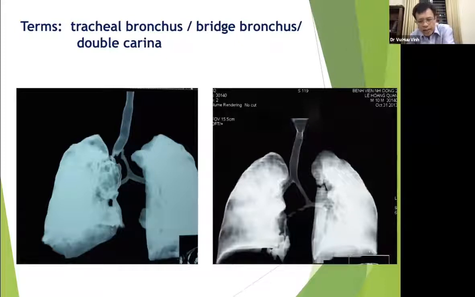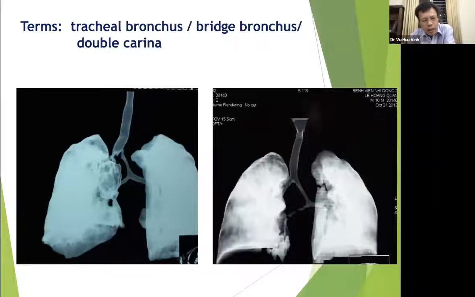So in this slide, you can see they have other shapes. Because they have many kinds of shapes, they were termed differently by many authors, including us. We use the term double carina, because it looks like two carinas, an upper carina and a lower carina.